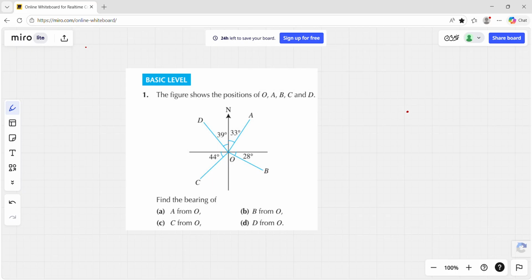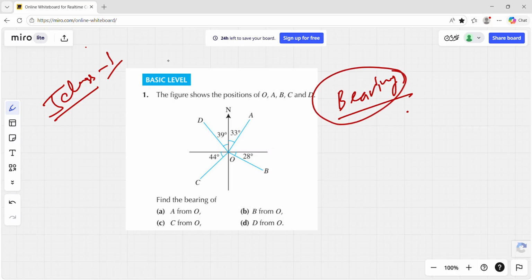This is our first class on mathematics. This mathematics is different from the average mathematics because it's a topic that was never discussed. It is bearing. The bearing itself suggests how you can actually identify the direction in terms of degrees.